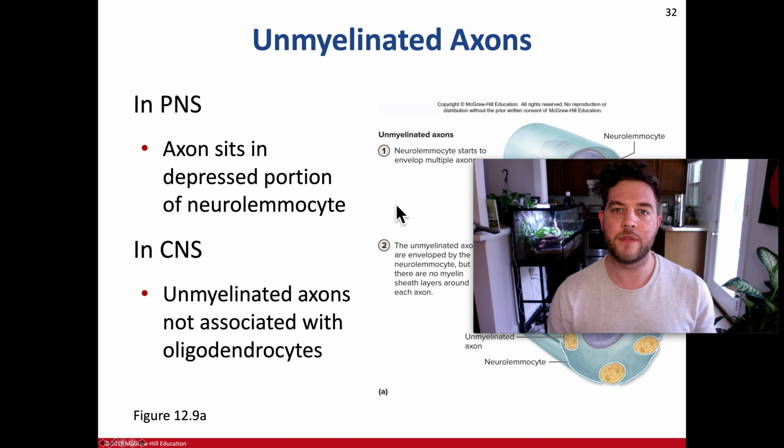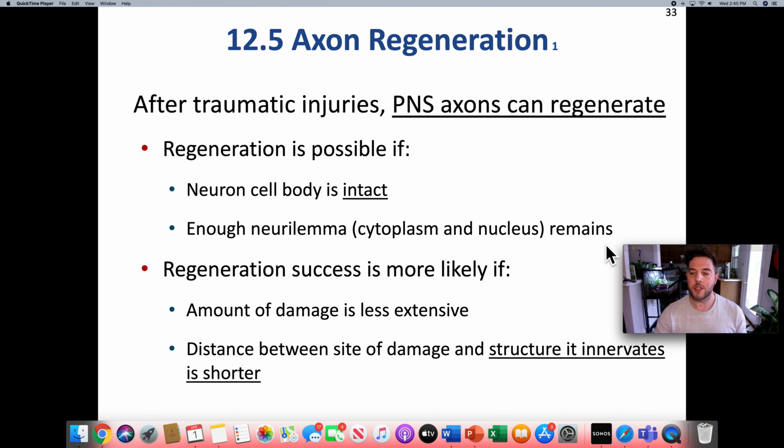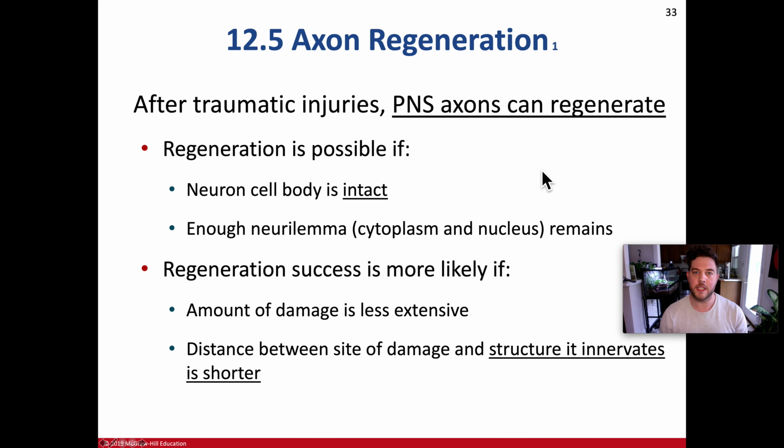Okay, so last time we finished up talking about myelination and unmyelinated axons and how they differ. Now we're going to get into axon regeneration. After some traumatic injuries, typically a physical thing, but it could also be some type of viral or bacterial infection, the peripheral nervous system axons can regenerate themselves. It's only possible if two things happen.